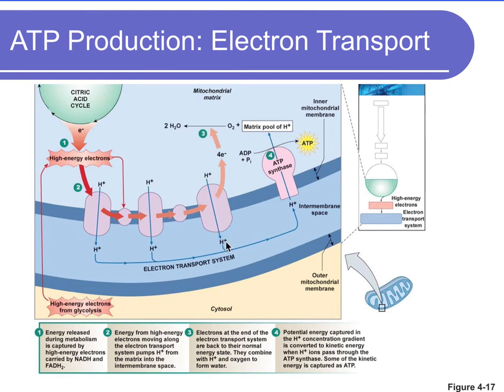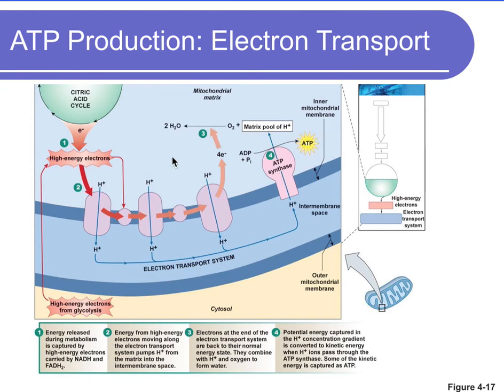So what does that do? It creates a high concentration of hydrogen ions in the inner membrane space. Ions want to move from high to low concentration. So these hydrogen ions want to move back into the matrix, and they will. They do that through this guy called the ATP synthase. And as hydrogen ions flow through the ATP synthase, it synthesizes ATP. So it uses that kinetic energy to make ATP. And we get a lot of ATP this way.